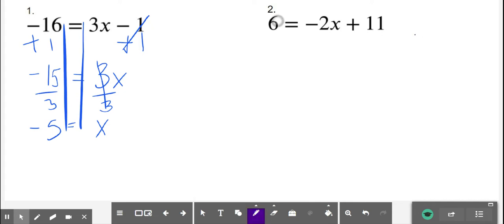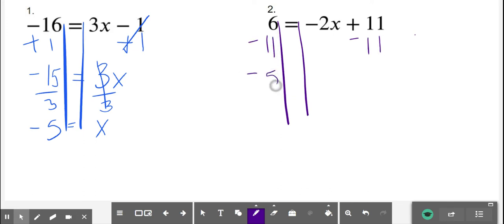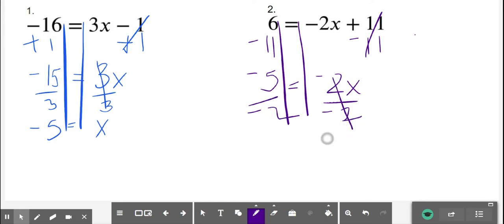For number 2, our first step is subtract 11 from both sides. On the left side, we get -5. On the right side, the 11 cancels out, and we're left with -2x. So lastly, we have to divide by -2. -2 divided by -2 is 1, so we're left with 1x. -5 divided by -2 is 2.5. So that's our answer, 2.5.